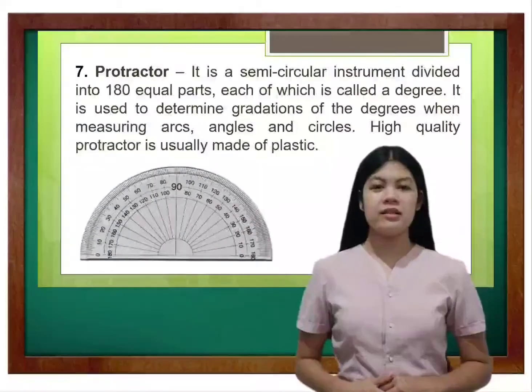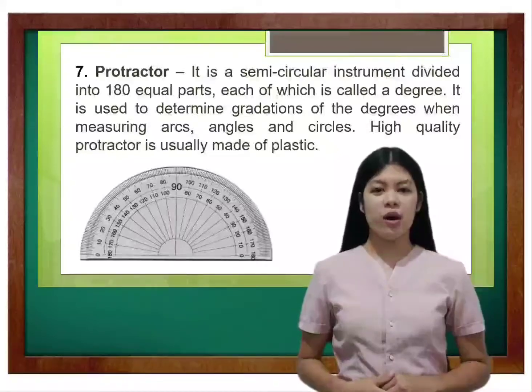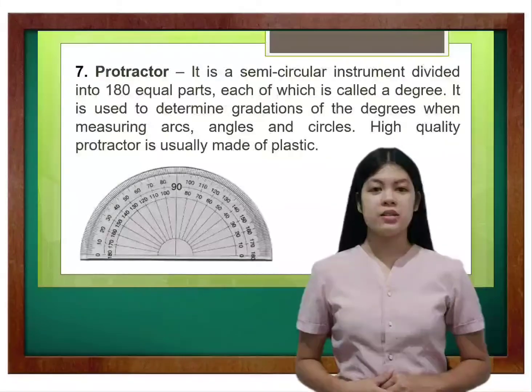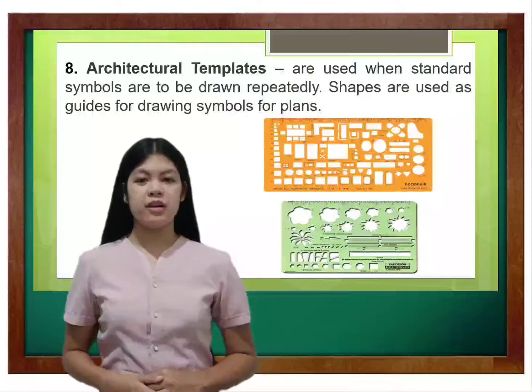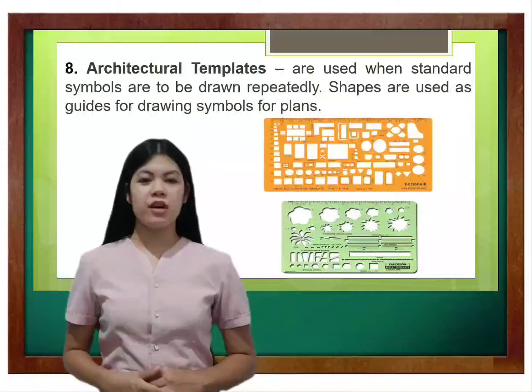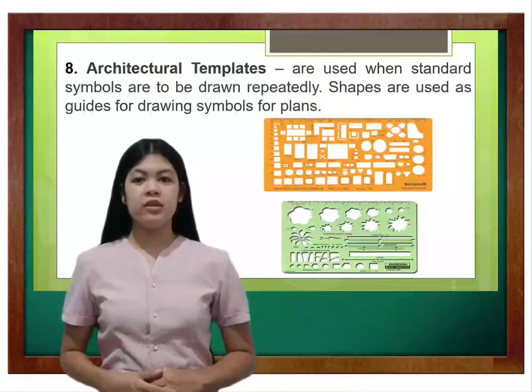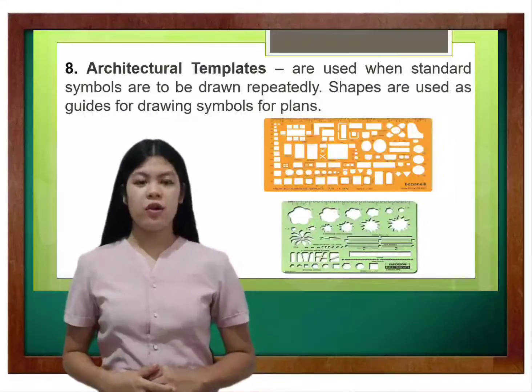Protractor. It is a semicircular instrument divided into 180 equal parts, each of which is called a degree. It is used to determine gradations of the degrees when measuring arcs, angles, and circles. High-quality protractors are usually made of plastic. Architectural templates are used when standard symbols are to be drawn repeatedly. Shapes are used as guides for drawing symbols for plans.